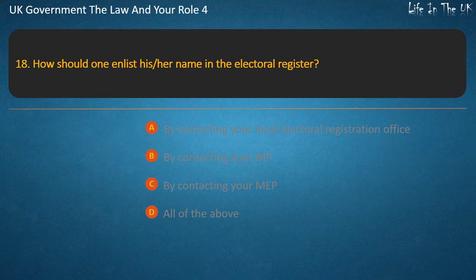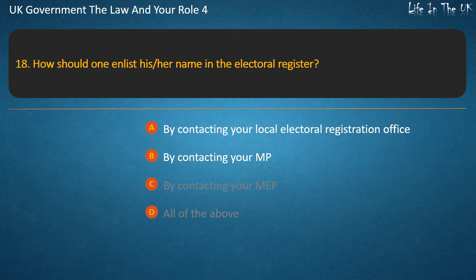Question 18. How should one enlist her name in the electoral register? By contacting your local electoral registration office. By contacting your MP. By contacting your MEP. All of the above. Answer. By contacting your local electoral registration office.